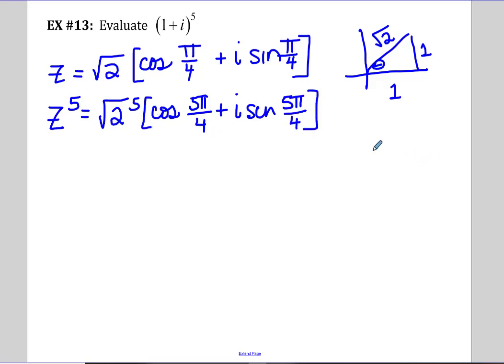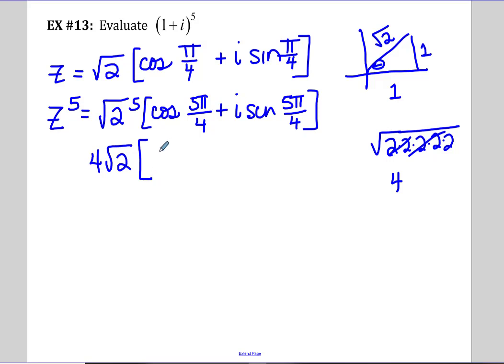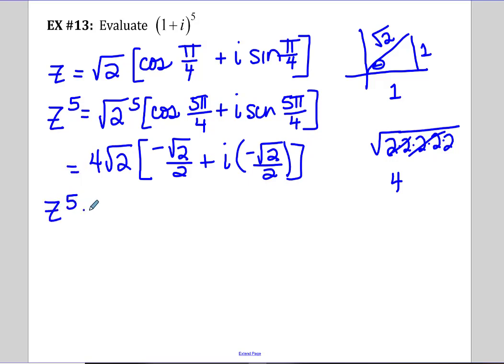So radical 2 raised to the 5th power, we've got 5 of those. 1, 2, 3, 4, 5. So 1, 2, 3, 4. So we got 4 on the outside. That's 4 radical 2. And cosine of 5 pi over 4 is negative root 2 over 2, and it's the same value for sine at that angle. So our complex number in standard form is going to be, this is going to get rid of that. That's 2. And we got another 2. So we got negative 4 here, and then negative 4i on the imaginary part. So standard form is negative 4 minus 4i.